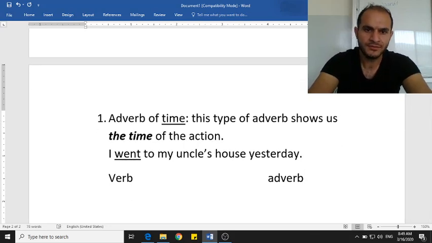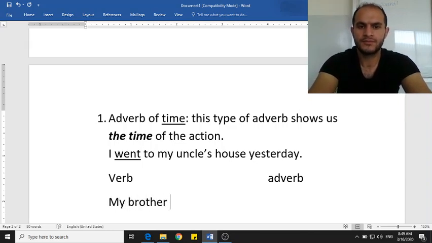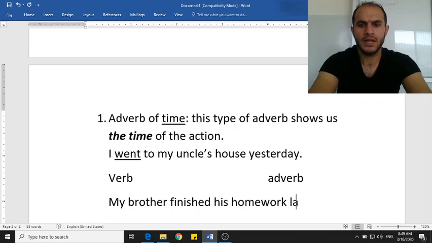Another example, and I will give you a worksheet with adverbs that you can find easily. Let's have another example here. My brother finished his homework last week.